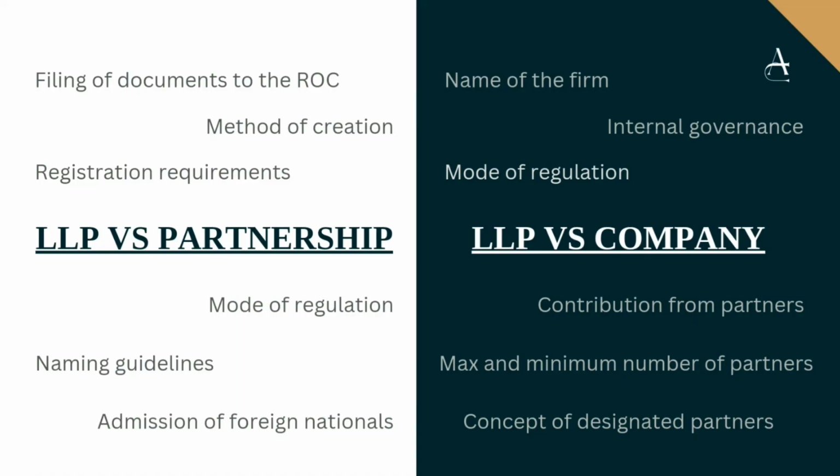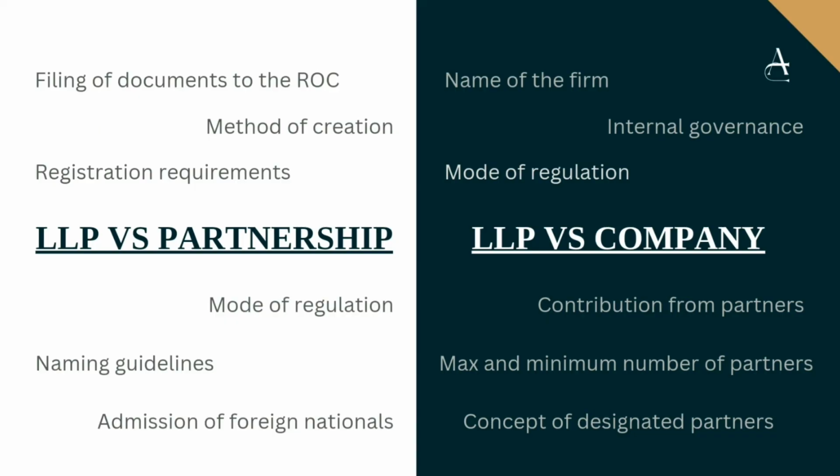Then admission of minors. LLPs cannot admit minors as partners, but minors can be admitted with benefits of partnership with the consent of existing partners. Liability to partners is very limited. That is why it is called limited liability partnership. But in case of partnership, unlimited liability is there for each partner.